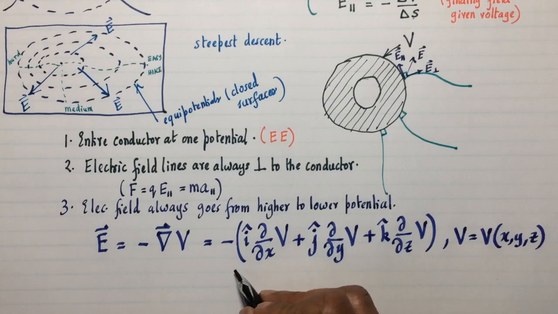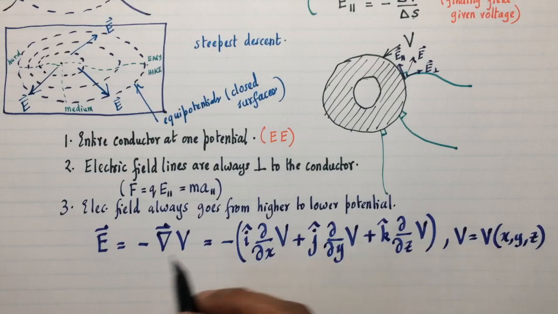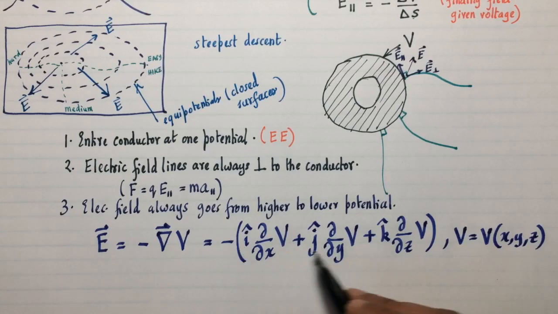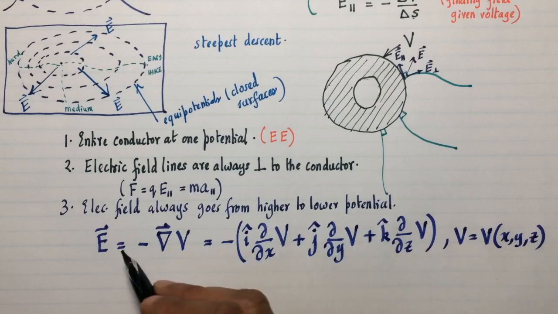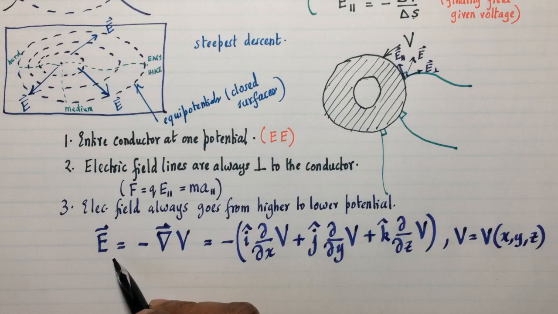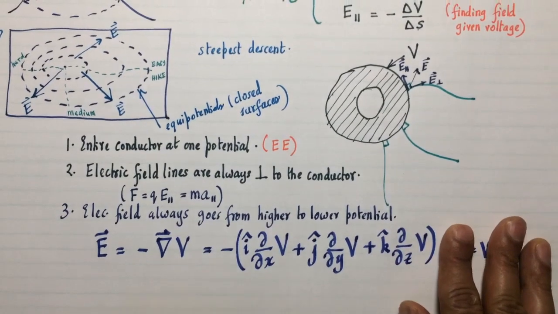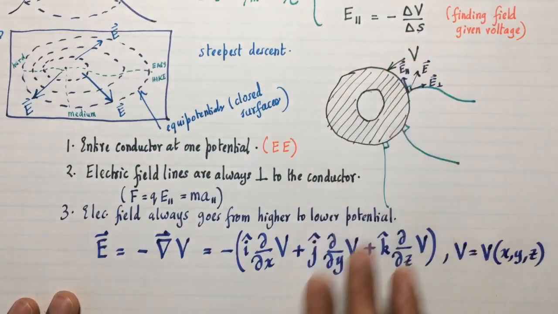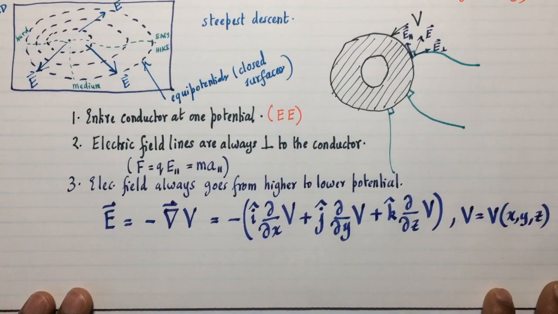of the electric field. So negative i hat times del by del x of V is the x component of the electric field. Negative j hat times del by del y of the voltage is the y component of the electric field. And negative k hat del by del z of the voltage is the z component of the electric field. Now that's a more rigorous equation than that, because that's just an arbitrary direction you're making up, whereas this gives us the directions in a very concrete manner.